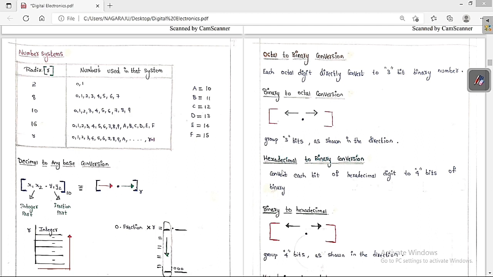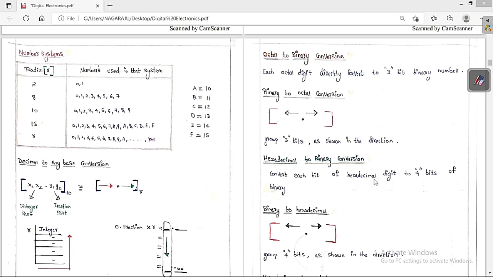Now we discuss the hexadecimal to binary conversion. How do you do a hexadecimal to binary conversion? Convert each hexadecimal digit to 4 bits of binary. That's it. Whatever the hexadecimal number is, just convert each digit to a 4-digit binary number. If you do that for each one, the overall value you get is the binary representation. This is the way you always do the hexadecimal to binary conversion.